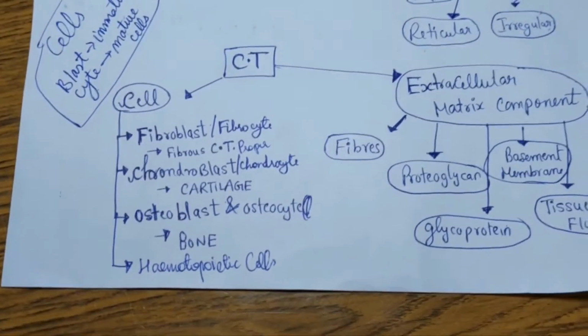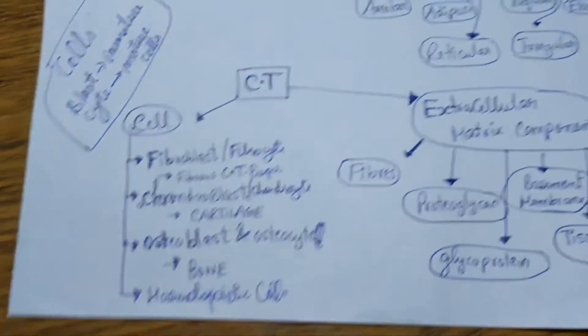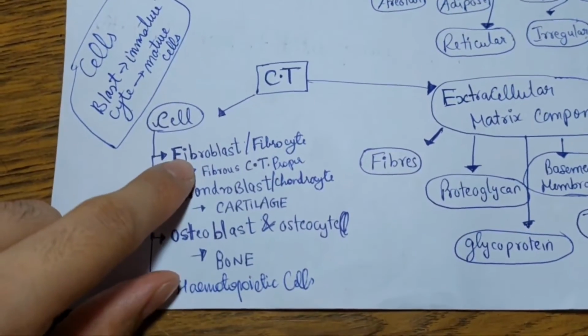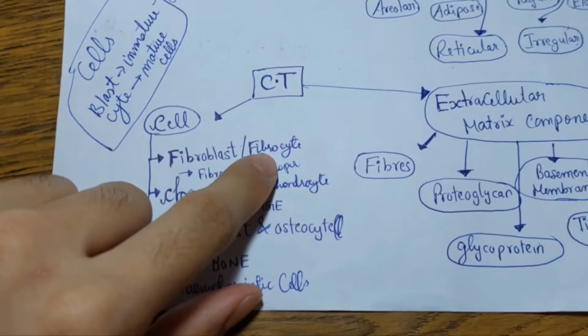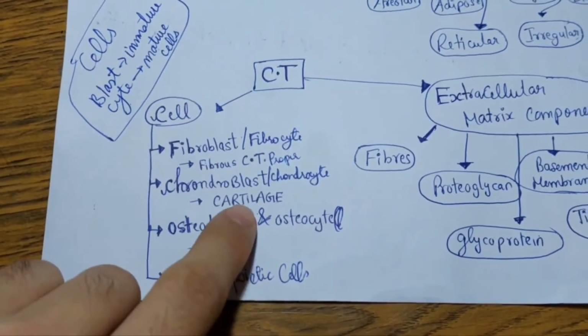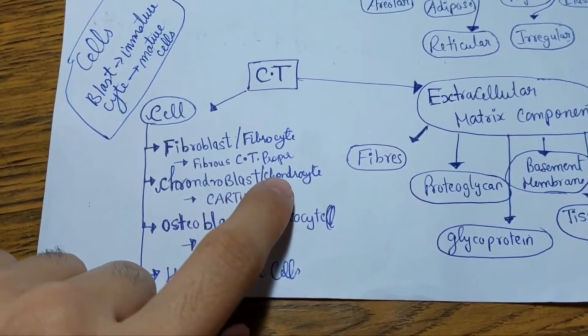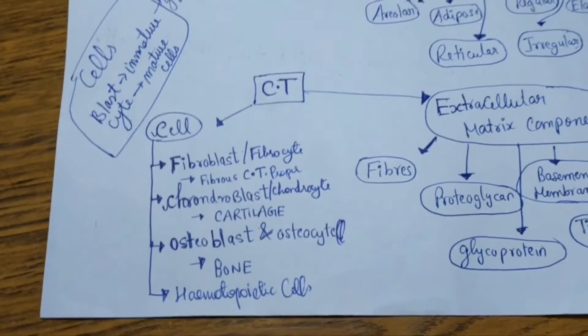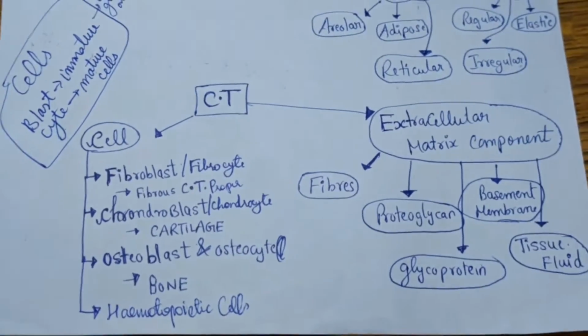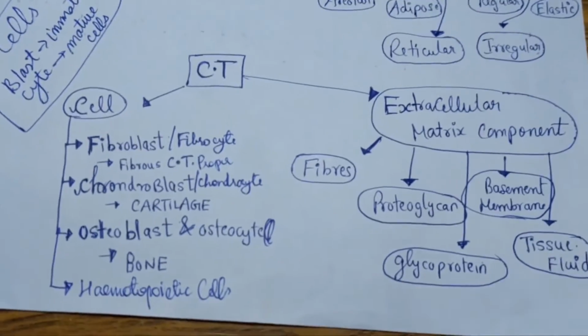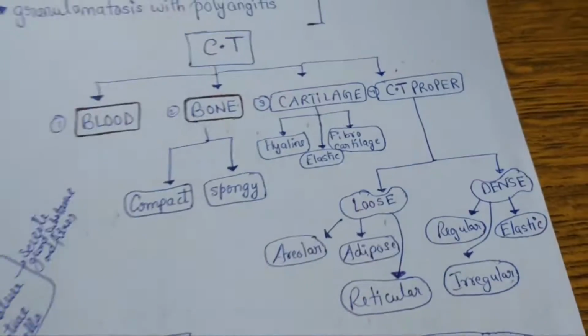So what are the cells? Connective tissue proper is made up of fibroblast, the immature form, and the mature form is fibrocyte. Cartilage is made up of chondroblast and the mature form is chondrocyte. Bones are made up of osteoblast and the mature form is osteocyte, and blood is made up of hematopoietic cells.